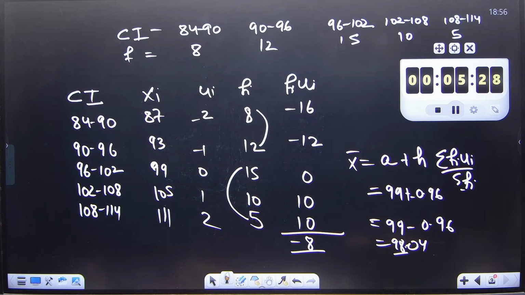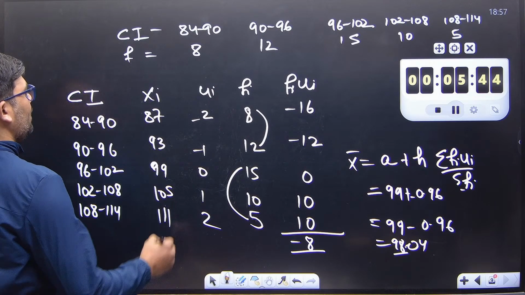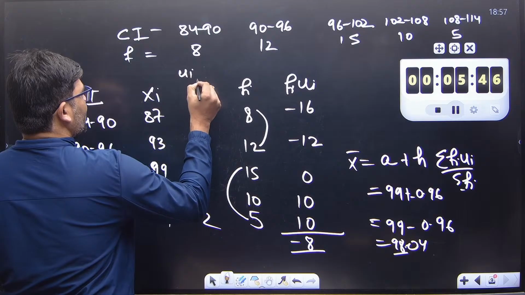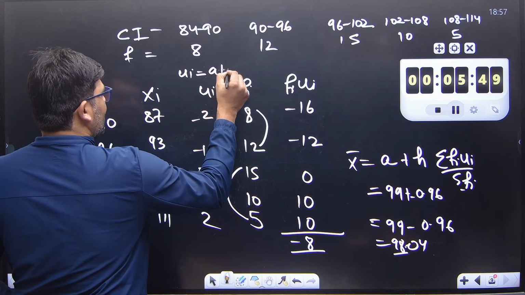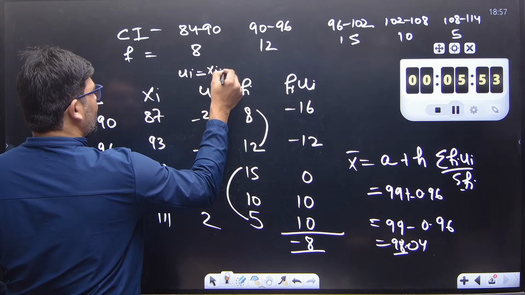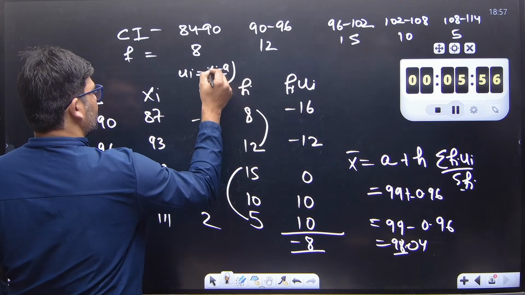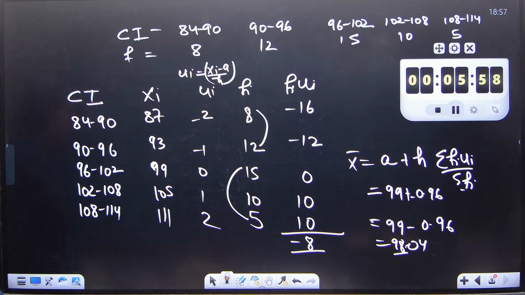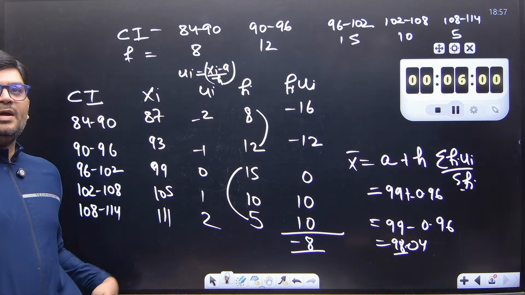Any doubt? No. So this is how you calculate. So the step deviation formula is x bar equals a plus h into sigma fi ui divided by sigma fi. First of all, I will tell you how Ui is being calculated. It is Ui equals Xi minus a by h.